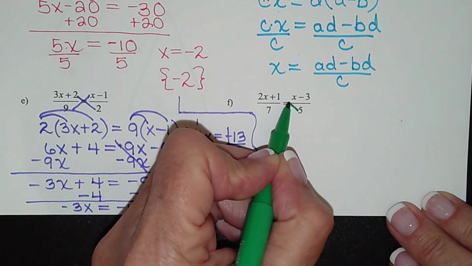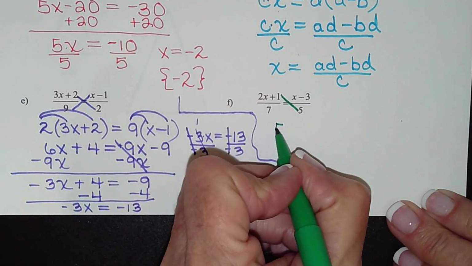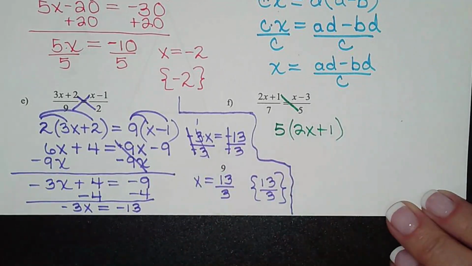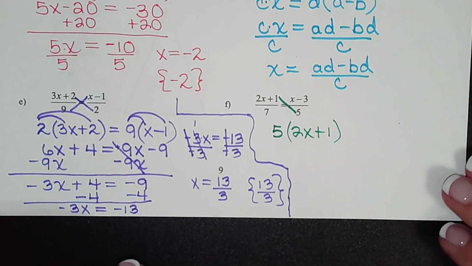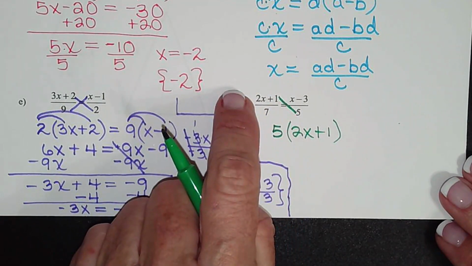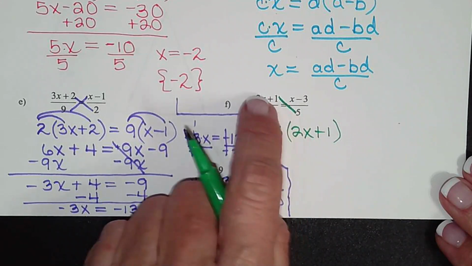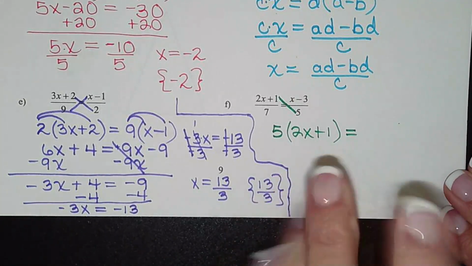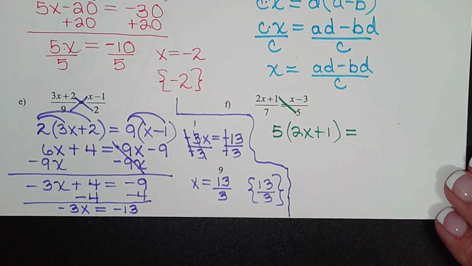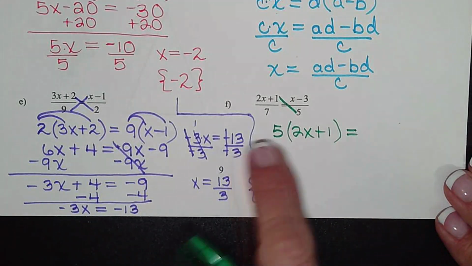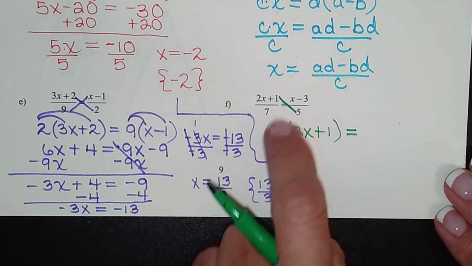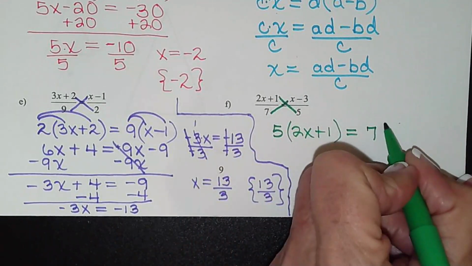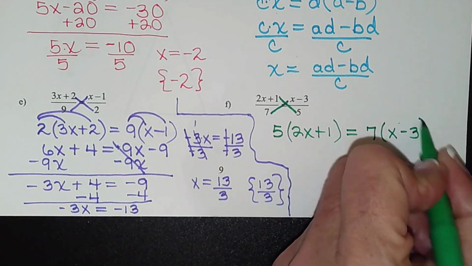For this one, we have 5 times 2x plus 1, and you might be thinking, does it matter which side I put them on? Absolutely not. I try to find the one that's going to have the biggest x sometimes, and I saw here this was going to be 10x, 7x. That way my x's are positive, but no. So if you have it exactly opposite of me, that's fine. We all get the same answer. So 5 times the quantity, parentheses 2x plus 1, equals 7 times the quantity, x minus 3.